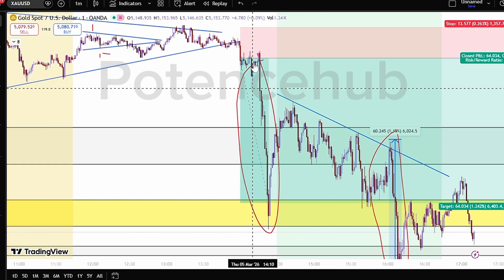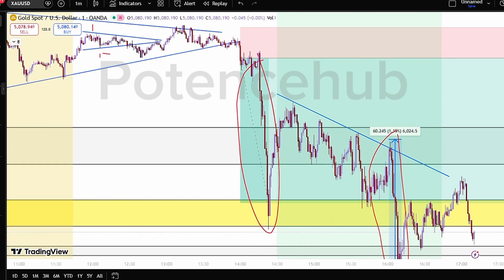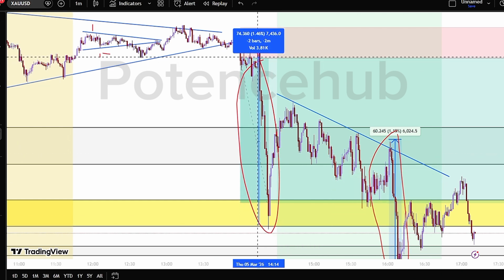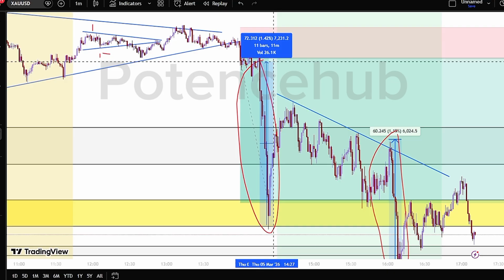And then it was actually a big one. This is running over 700 pips, over 700 and something pips. That was a big one. So that was how I made this trade happen.